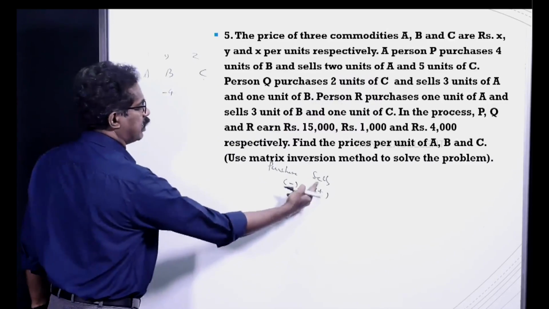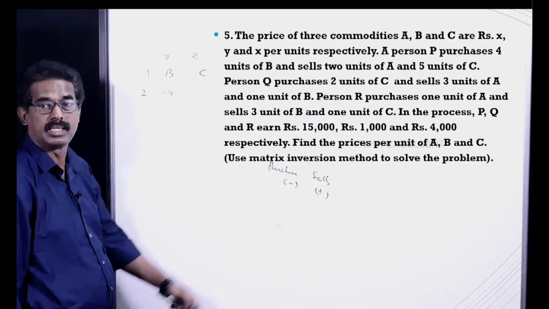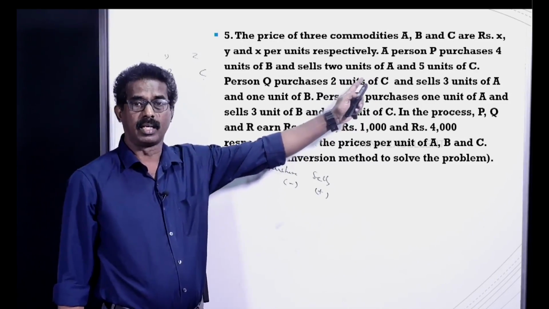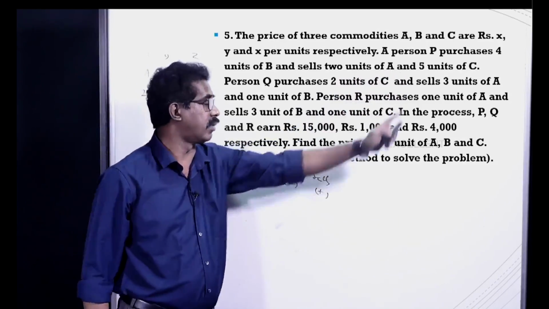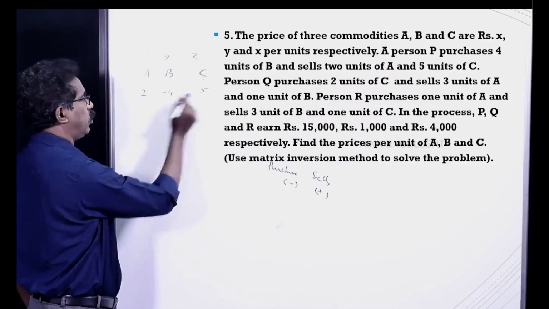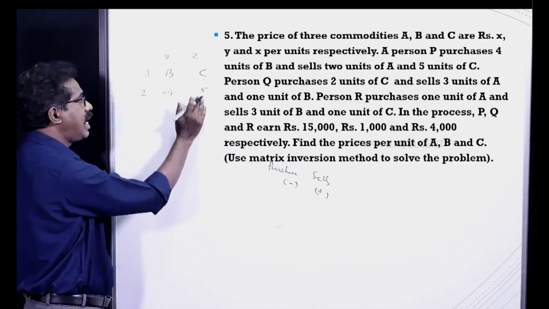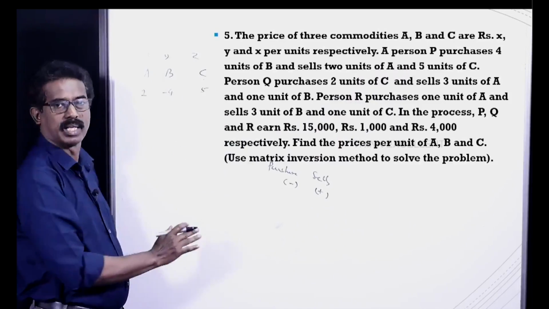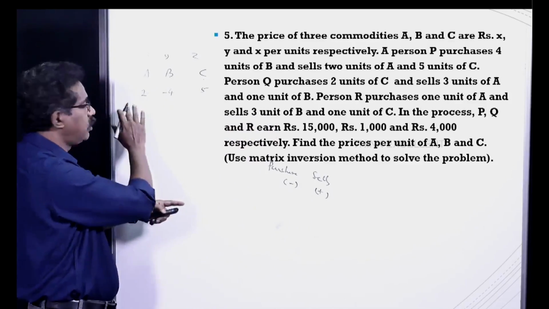Sells means it is plus only. Sells 2 units of A and 5 units of C. Both sells, 2 units of A and 5 units of C. So this is the first one. Like that, you read carefully and you fill everything.